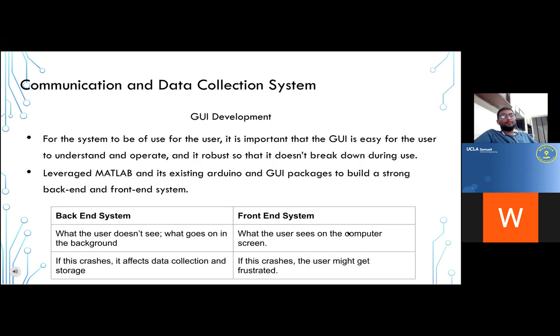The computer screen would be the interface from where the user would communicate with the boat. For it to be easy to use, it is essential that the system have a good graphical user interface, which is robust both on the front end and the back end side. The front end is the user-facing side of the system, and the back end is the code that runs in the background. Breakdown of any of these two systems could cause unnecessary frustration for the user.